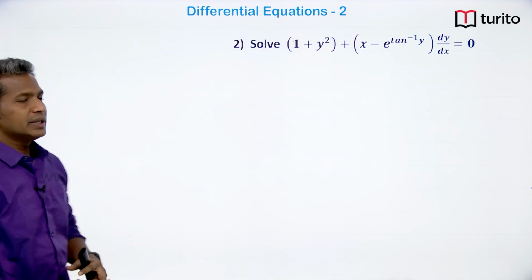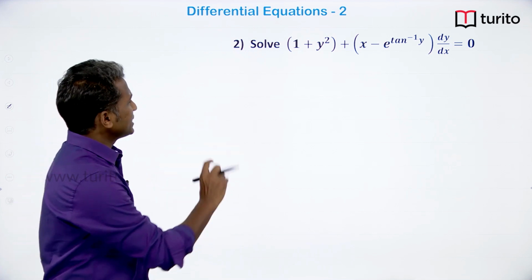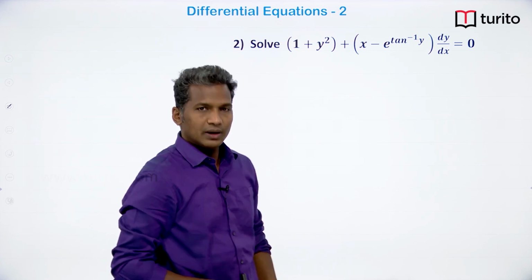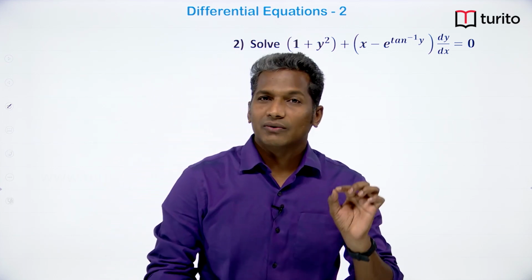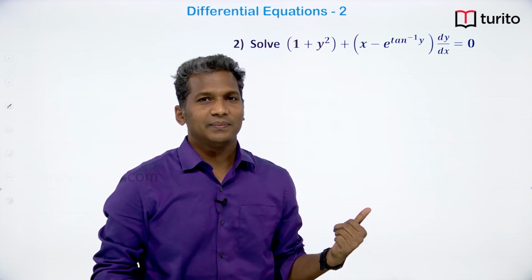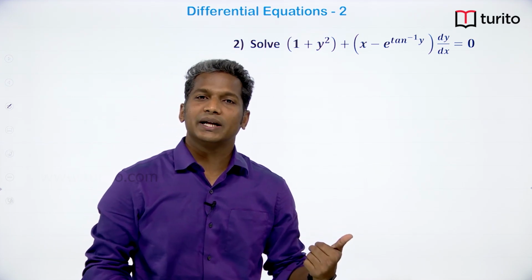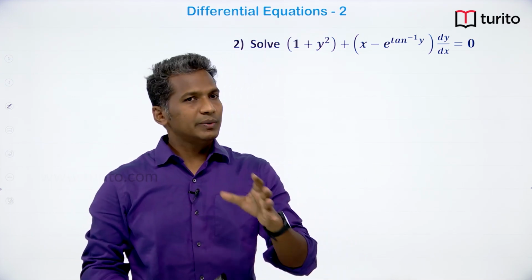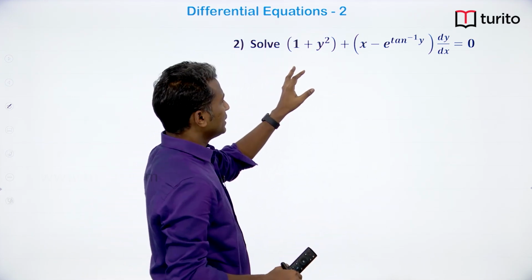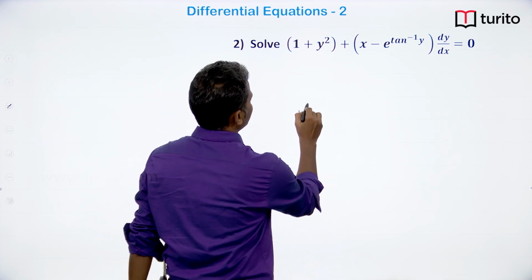Now let us solve another question. So here it's a slightly different question where our independent variable is not x but y. So here y should be taken as the input and x should be taken as the output. Why? Because you can observe here also, in general our differential equation should be of this form.